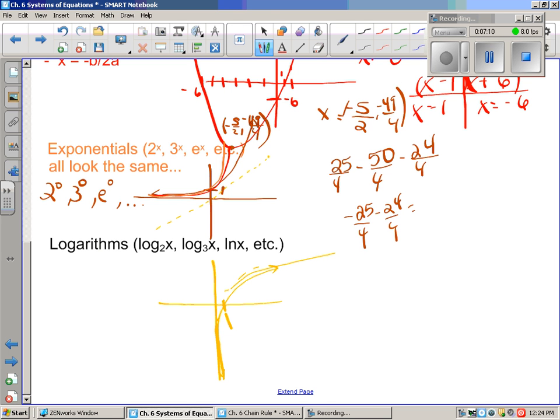And that is your log graph. Whether it's log base 2, log base 3, natural log, log base 10, doesn't matter. They all take on the same look. And those are 4 of the 5 basic graphs. The 5th kind is your trig graphs, which hopefully we're quite familiar with at this point. Okay, does everybody have the log graph written down?